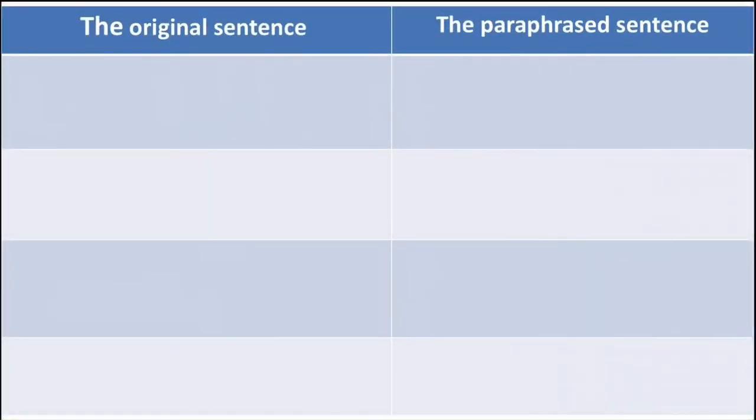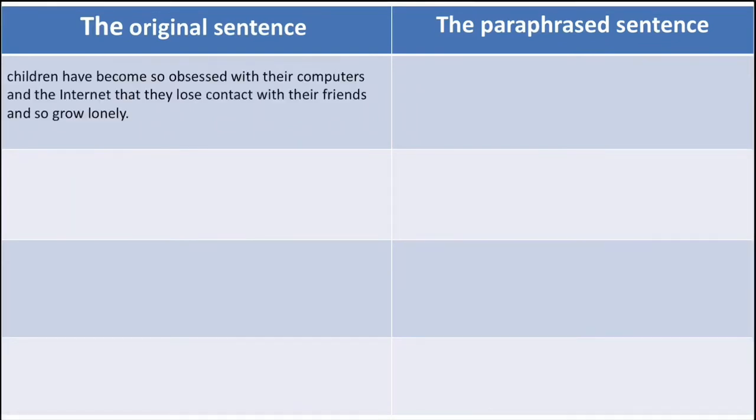We need to remember to paraphrase sentences, or write them in your own words. So step number two, you need to change the original sentences into paraphrased sentences. Here, the first one says, children have become so obsessed with their computers and the internet that they lose contact with their friends and so grow lonely. Now, how can we change this sentence into our own words?